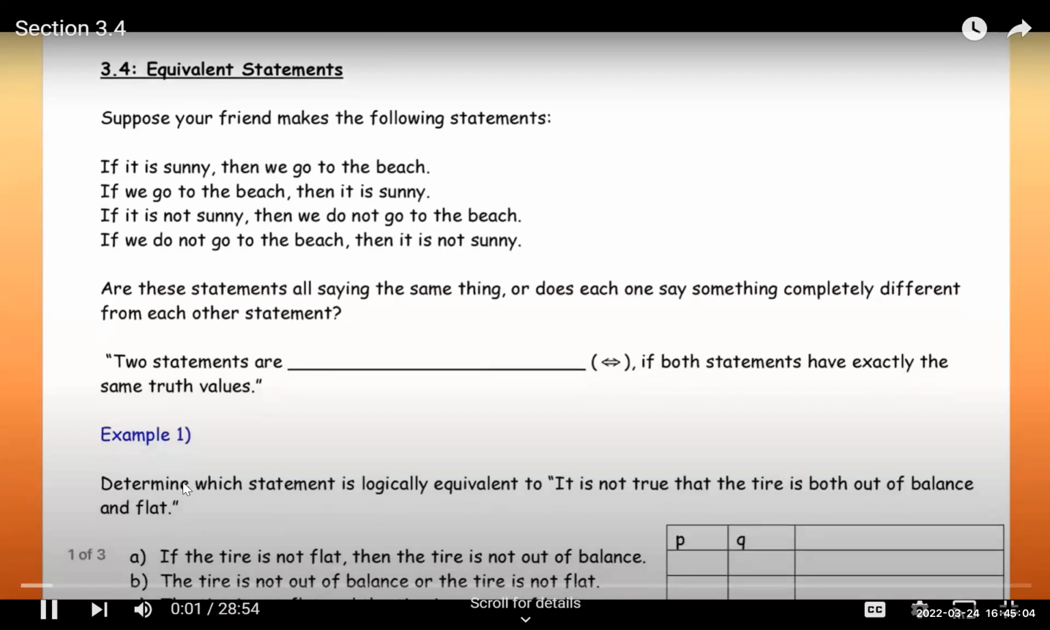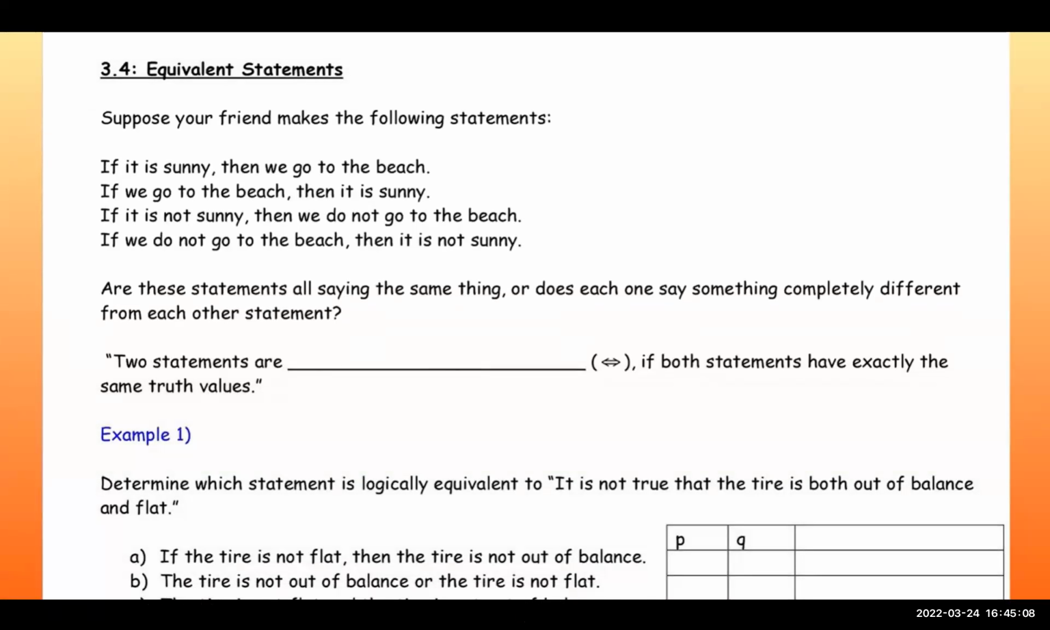Hello, this is section 3.4 on equivalent statements. Suppose your friend makes the following statements. If it is sunny, then we go to the beach. If we go to the beach, then it is sunny. If it is not sunny, then we do not go to the beach. If we do not go to the beach, then it is not sunny.